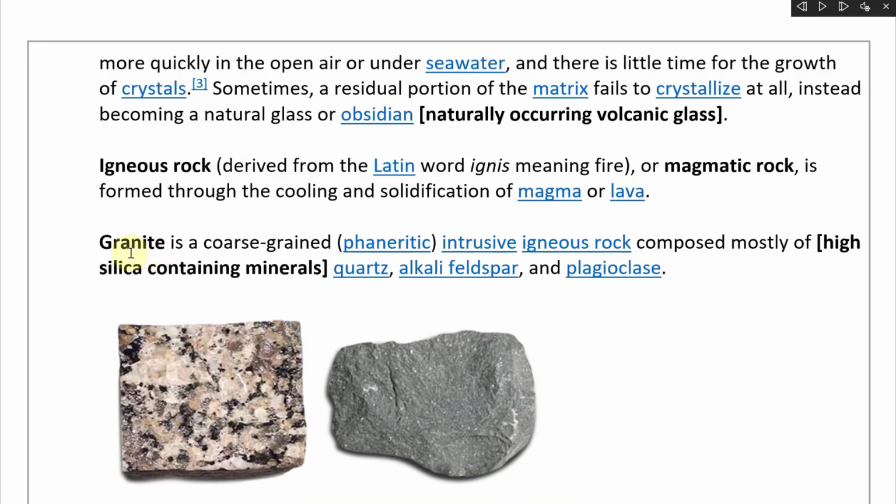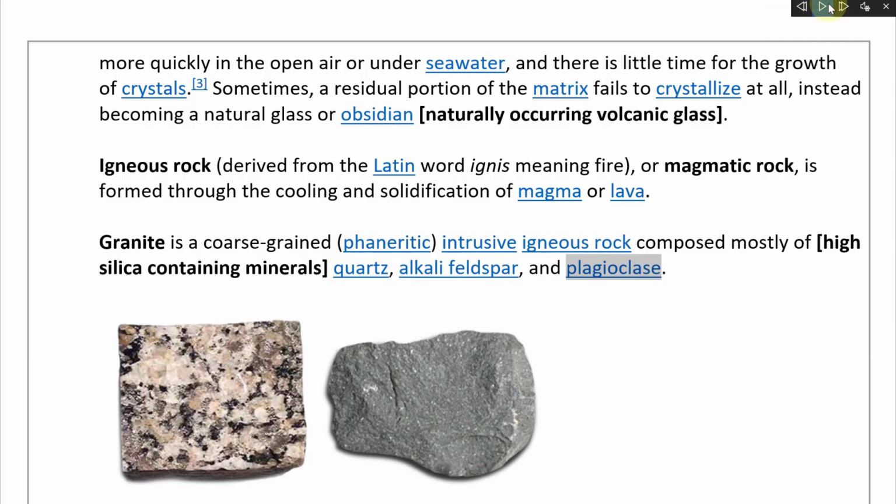granitic rocks. So granite is a coarse-grained or phaneretic, intrusive igneous rock. So it's intrusive, it's cooled underneath, and it is still an igneous rock. It's formed from magmatic rock, or the cooling and solidification of magma or lava. Composed mostly of high silicon containing minerals, such as quartz, alkali feldspar, and plagioclase.